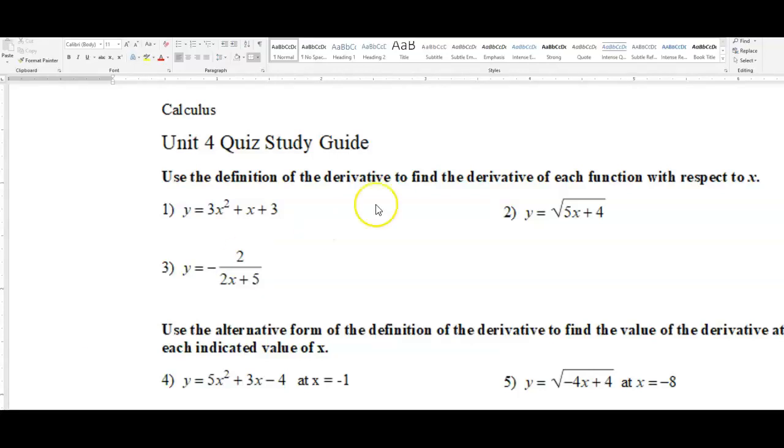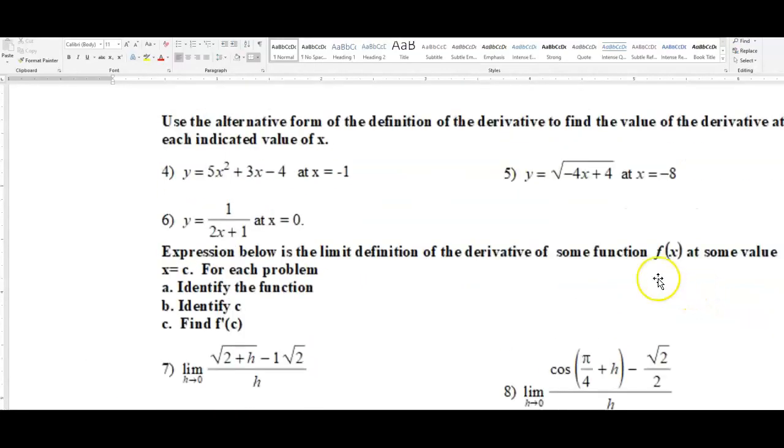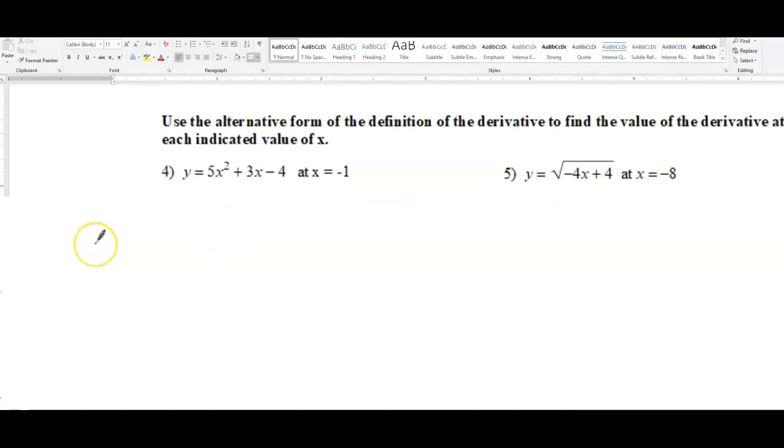For numbers 4 through 6, we're going to use the alternative form. And for these ones, it's about finding the derivative at a specific point. All right, so for these ones, what you want to start off by doing, once again, I like to think of this as f of x. I like to start off by finding f of the number that they want us to plug in. So let's do that first.